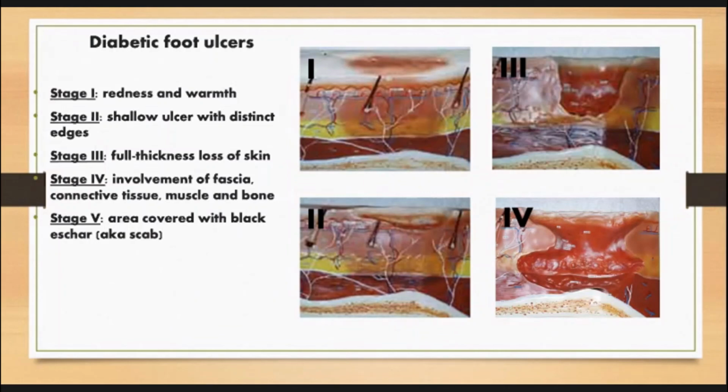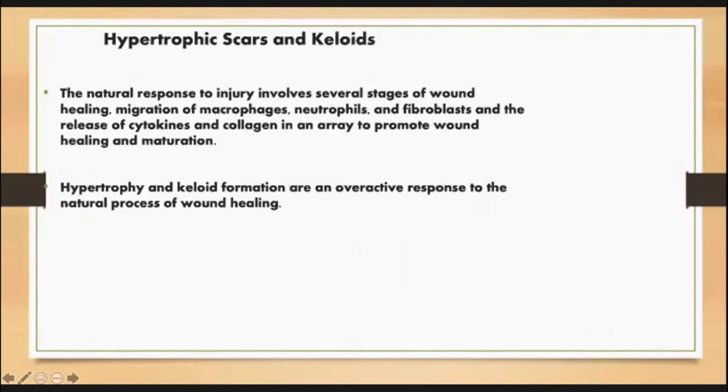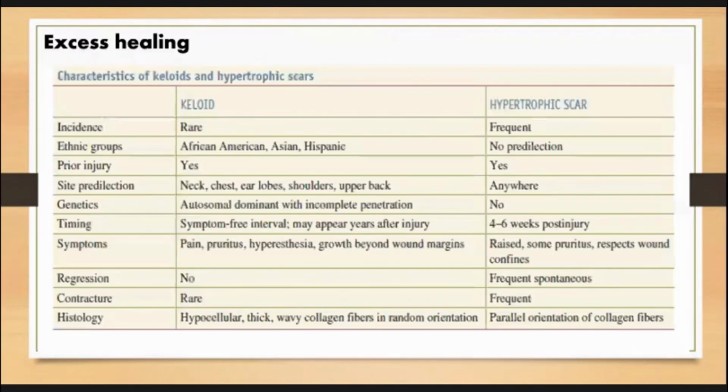Okay, so for diabetic wounds, you have to do your debridement regularly. And sometimes it would require amputation if you cannot control it locally. As for your hypertrophic scars and keloids, the natural response to injury involves several stages of wound healing. We have discussed that earlier until the stage of maturation. But sometimes you have hypertrophy and keloid formation as a sign of an overactive response to the natural process of wound healing. Sometimes you give steroids to stop this overactivity of healing.